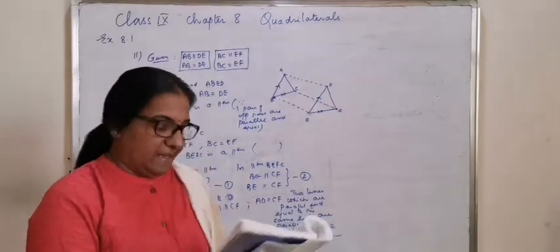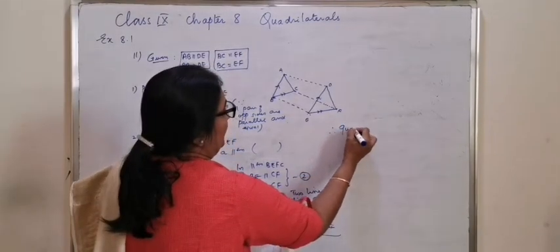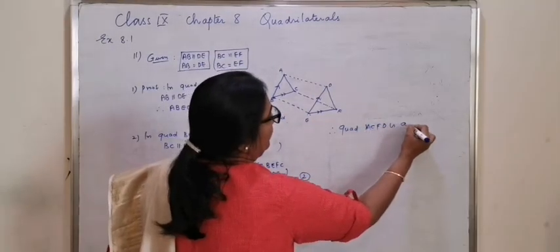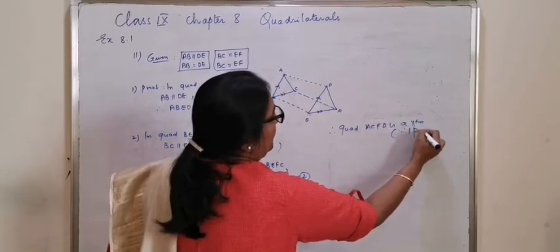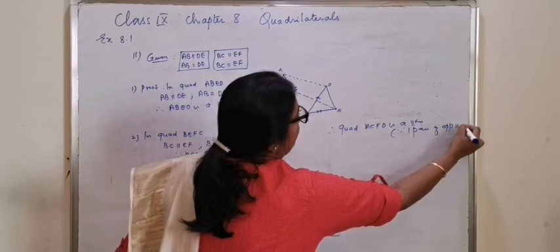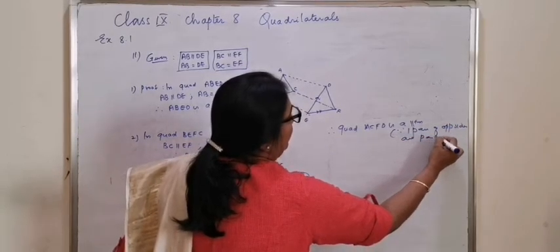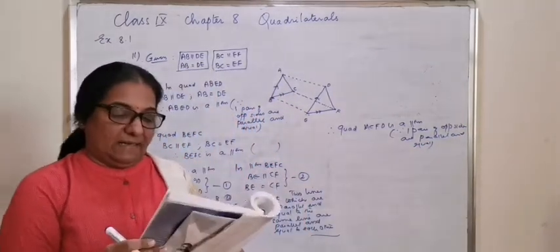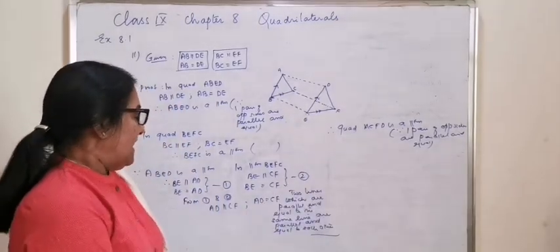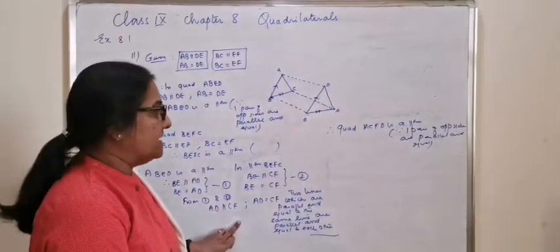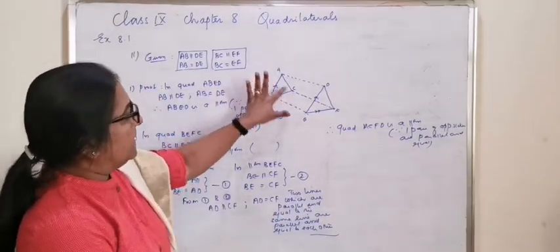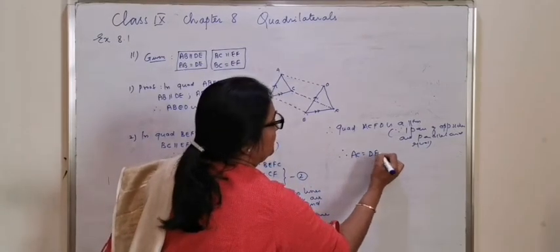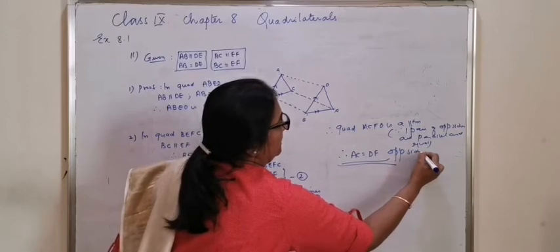And now from there, therefore, quadrilateral ACFD is a parallelogram, since one pair of opposite sides are parallel and equal. If quadrilateral ACFD is a parallelogram and we have considered the sides AD and CF, what is the other pair? The other pair is AC and DF. Therefore, AC is equal to DF, opposite sides of a parallelogram.